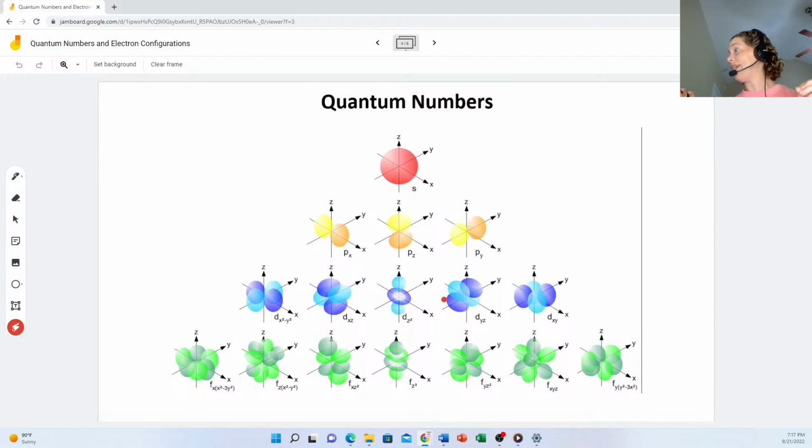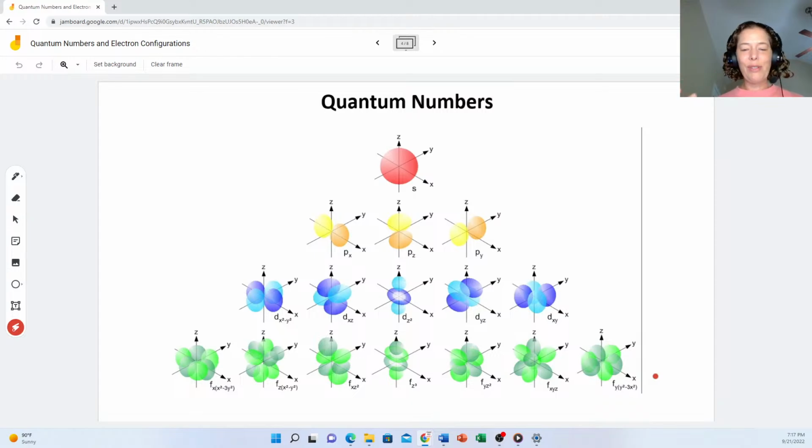So finally, hold on, I've got a question from Giselle. Those d and f orbitals are so hard to draw. Yes, I will draw the s orbitals and I can generally draw the p's, but the d's and the f's, if I try to draw those by hand, it's pretty much a disaster, which is why I always go to these professional drawings.